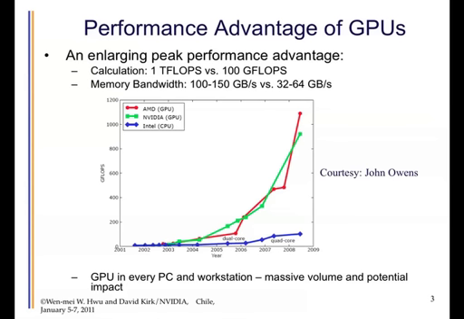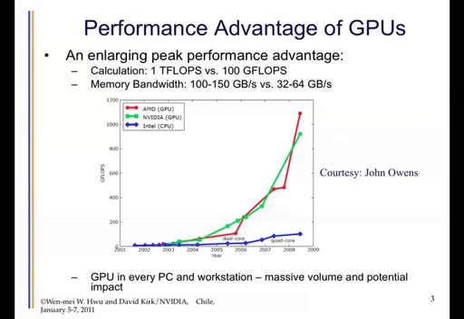So this is a chart that John Owens maintains, and I didn't have time to get his new version. Now that we finished 2010, he should have a new version. But you can tell that the peak performance of these GPUs is about 10 times that of their CPU counterparts, and the memory bandwidth is somewhere around 6 times higher than the CPU counterparts. So there's quite a bit of potential if you can actually use them properly.